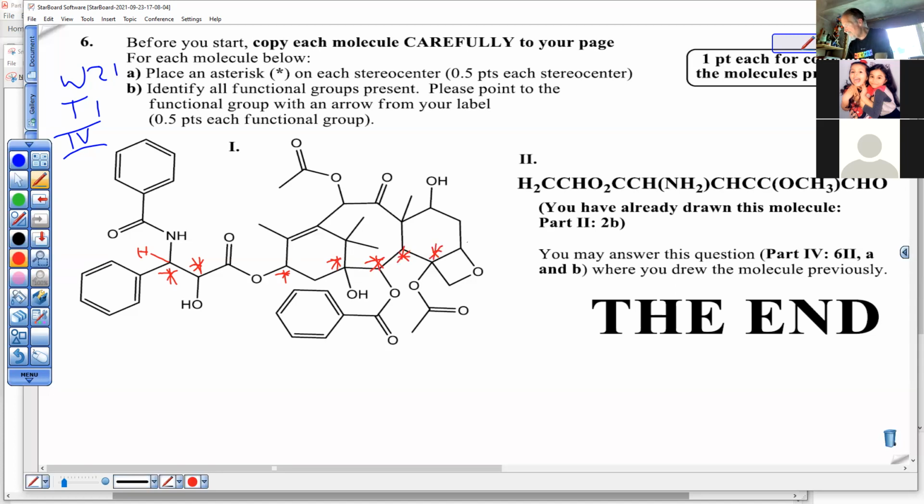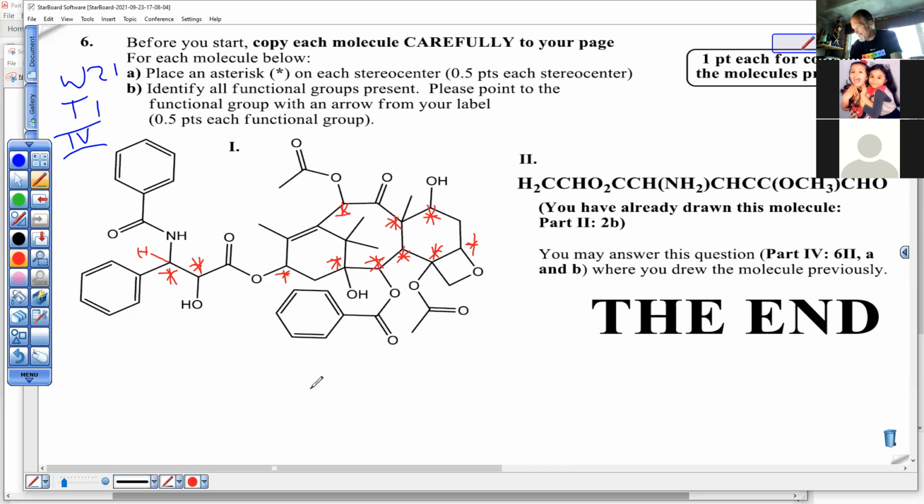This molecule has saved thousands of lives, by the way. This one's called paclitaxel. It's a go-to chemotherapy agent for breast cancer. It's quite effective. So I like molecules that are important. There you go. I think I got them all.